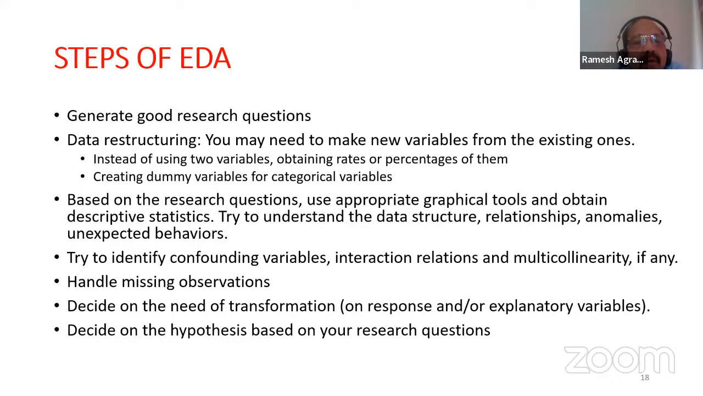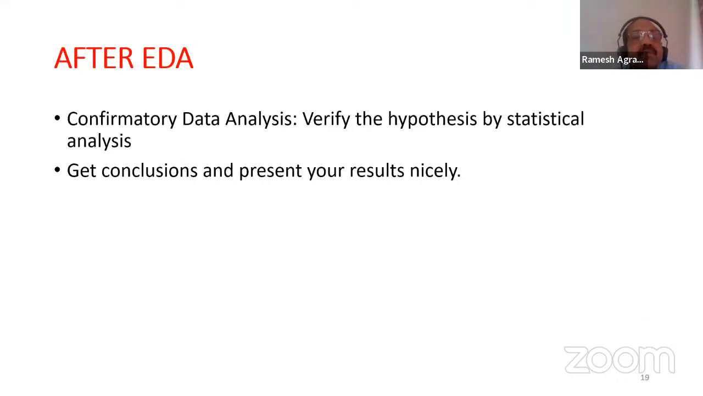Then try to identify confounding variables, interaction between variables, and relations between the variables. And find out if any feature, or more than one feature, has missing observations, and then how to handle that missing data. After EDA, you go for confirmatory data analysis.